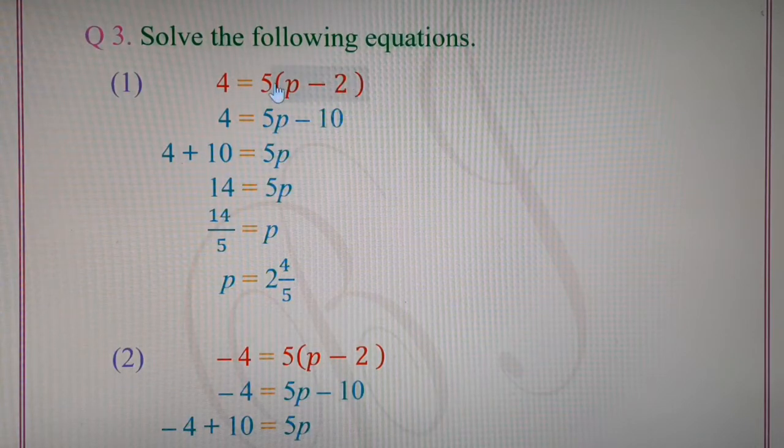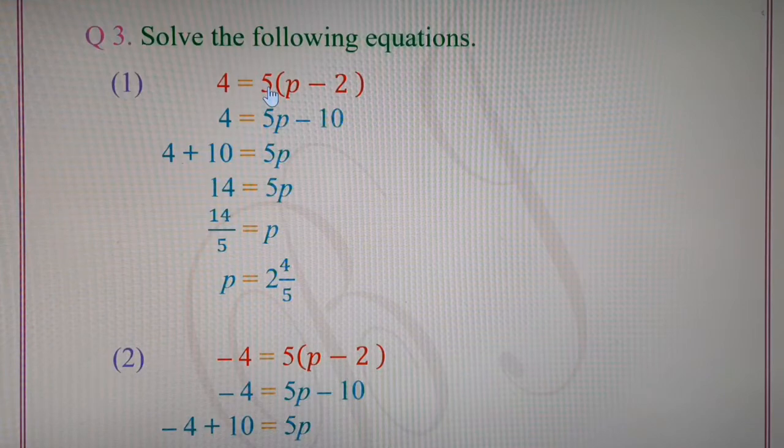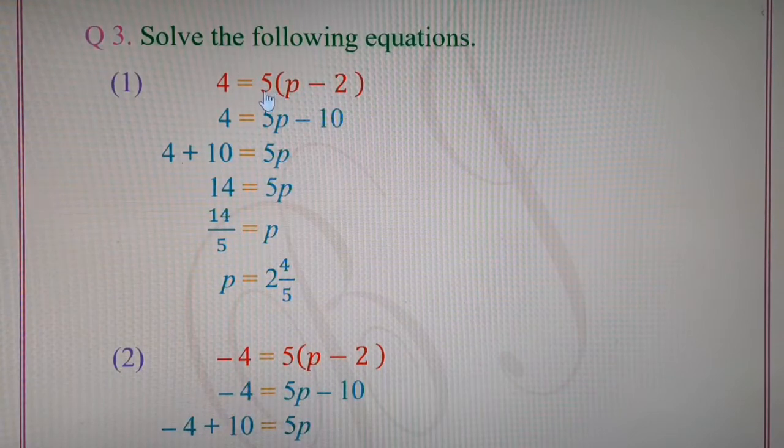In order to open the bracket, we will use the distributive property. In the distributive property, the integer 5 outside the bracket is multiplied with each term inside the bracket. So 5 will be multiplied with p also, and 5 will be multiplied with 2 when we open this bracket. So when we are opening this bracket, multiplication is distributed over subtraction.